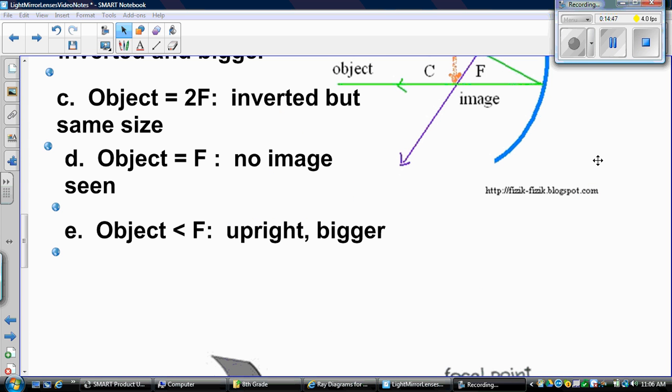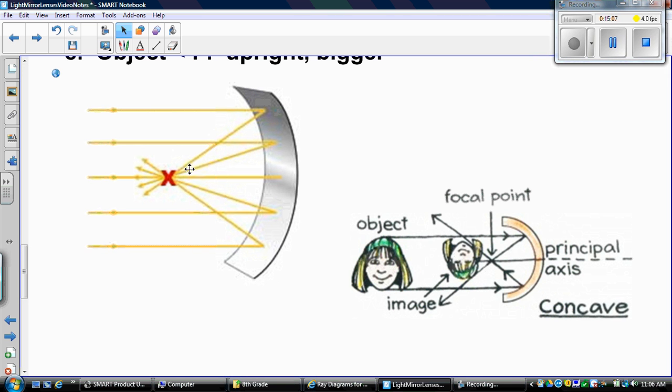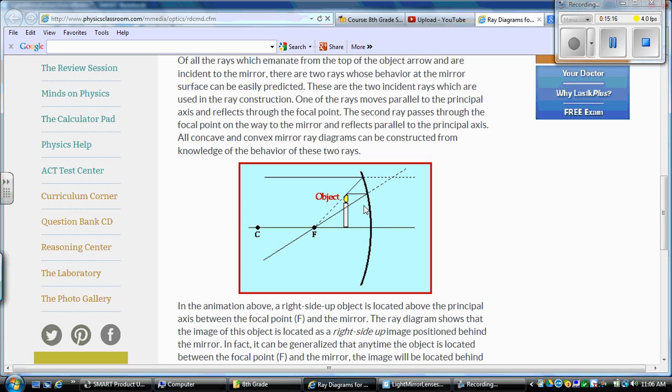Now there is one way that using a concave mirror you can actually get an upright and bigger image. The only way to do that is when the object is in front of the focal point. Okay, so let me see if I have a picture down here. Nope. Oh, this one right here is showing you no image at the focal point. See how all the reflecting rays are right there? You can't see the image. Okay, so let's look at when it's in front. Okay, so notice right here, here's your object. It's in front of the focal point.